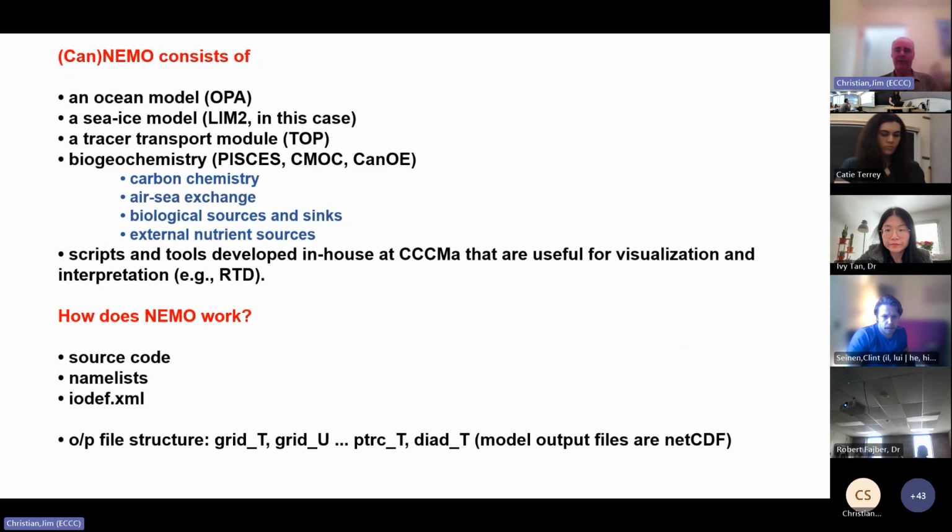And then you have output files, which are like a grid T, a grid U, grid V, and then the PTRC files. That's the biogeochemical tracer files. These are all scalar quantities, so they're on the T grid. But the namelists set all of these different options that you can choose, right, for tracer advection schemes, for example, or mixing parameterization.